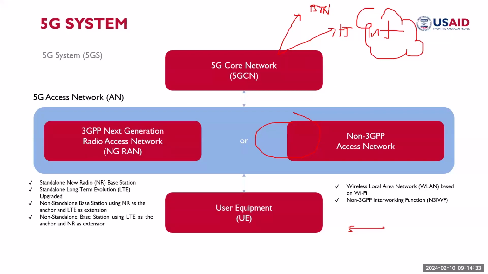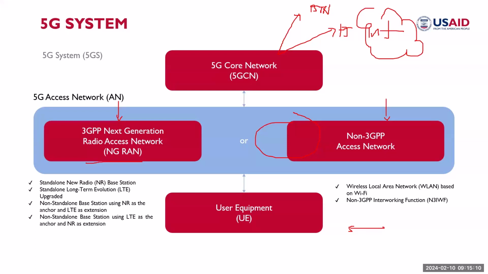So here, what is this they call the 3GPP next generation RAN? Of course, this covers everything in the 3GPP specification, which we discussed earlier. And you have the non-3GPP access network. Why is there a non-3GPP access network? Because you're connecting to something other than the radio access network. You're connecting to Wi-Fi, okay? So that's non-3GPP. It's a different specification. If I can remember, it's IEEE 802.11 something. That's the specification for Wi-Fi. So you can connect.